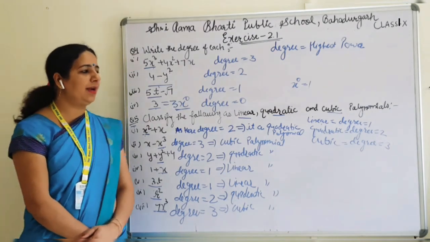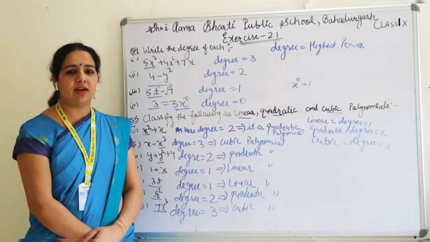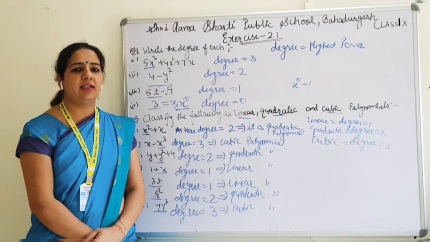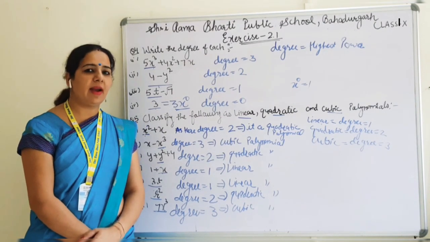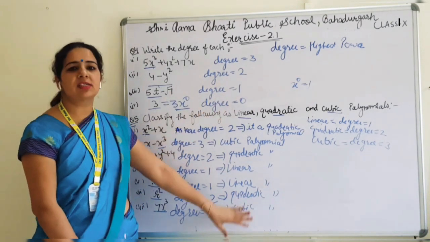So we have completed our exercise 2.1. In the next class we will start our next exercise, which is related to the factor theorem and remainder theorem. For today's class you have to do this exercise only.